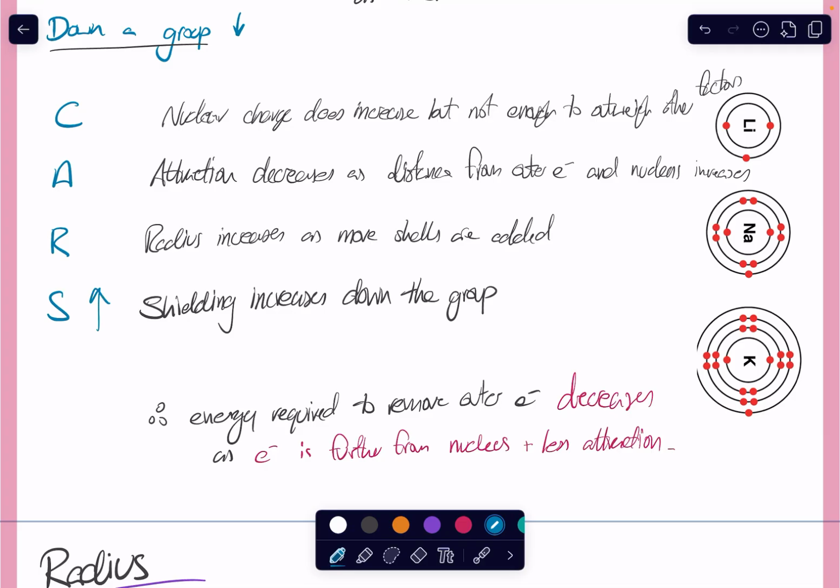Radius. As I go down the group, you can see that the radius increases. And this is because we're adding more shells to the atoms. So that increases. Now let's think about the attraction.